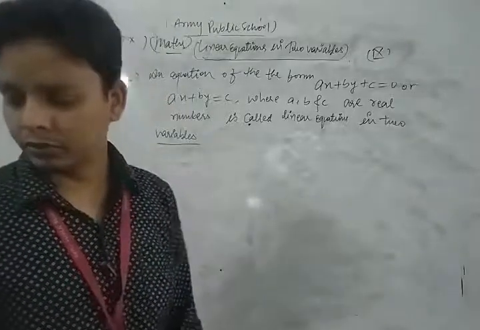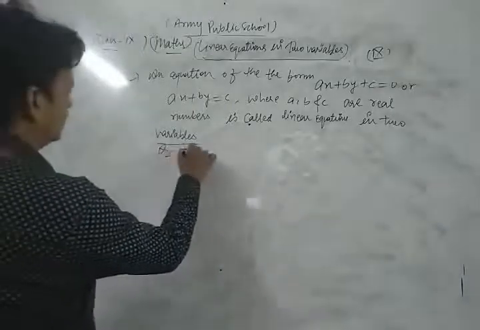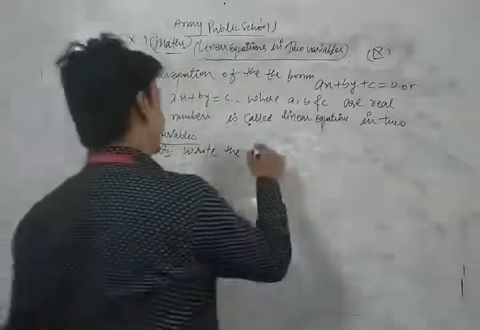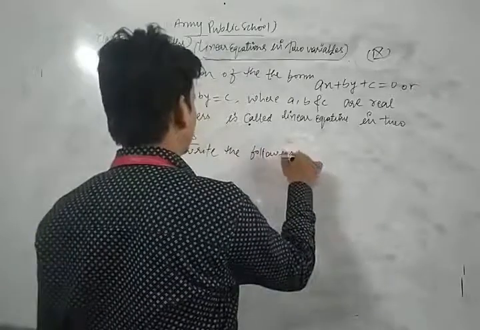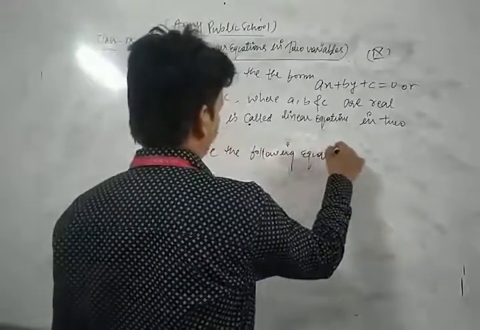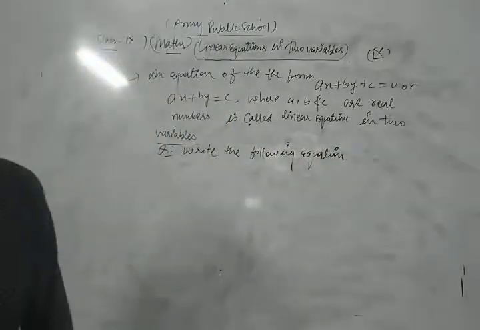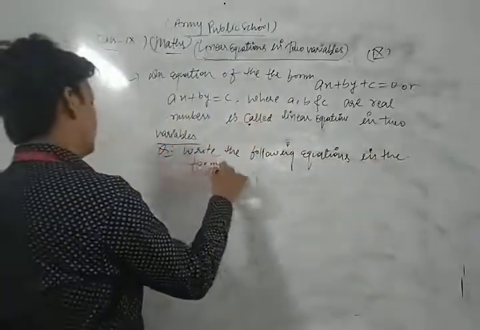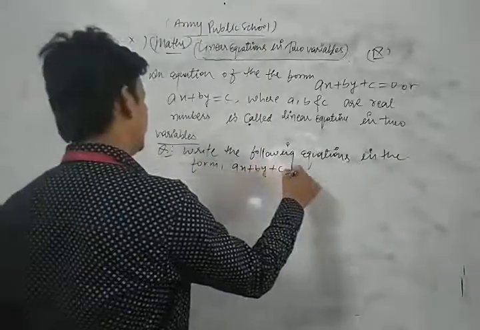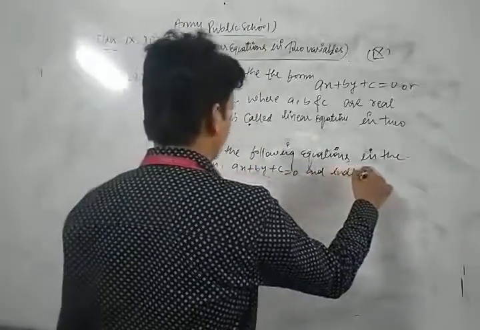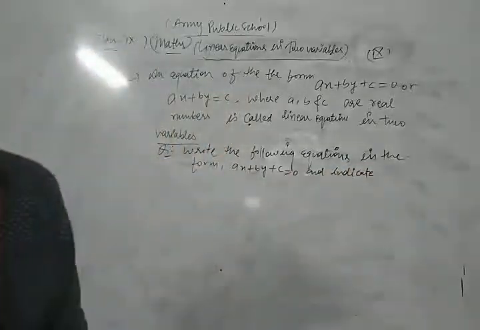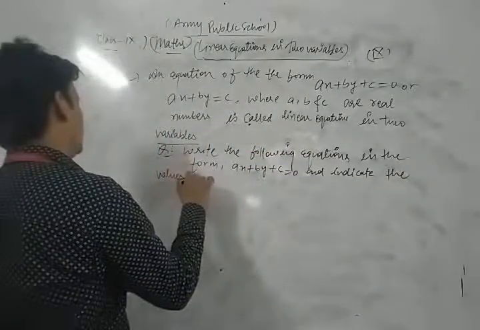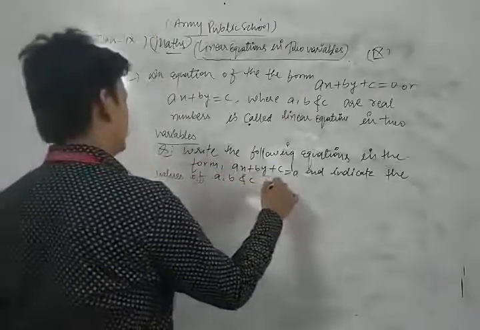Write the following equations in the form ax plus by plus c is equal to 0, and indicate the values of a, b and c respectively.